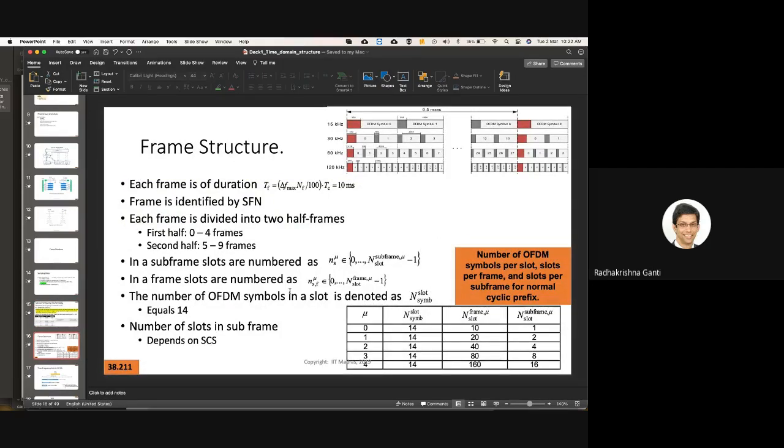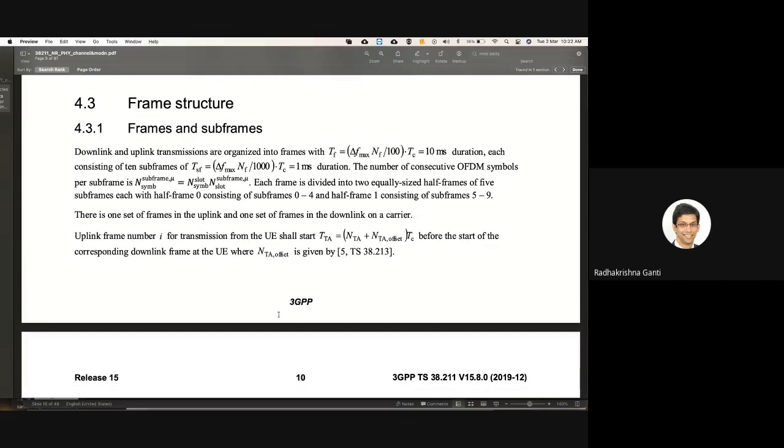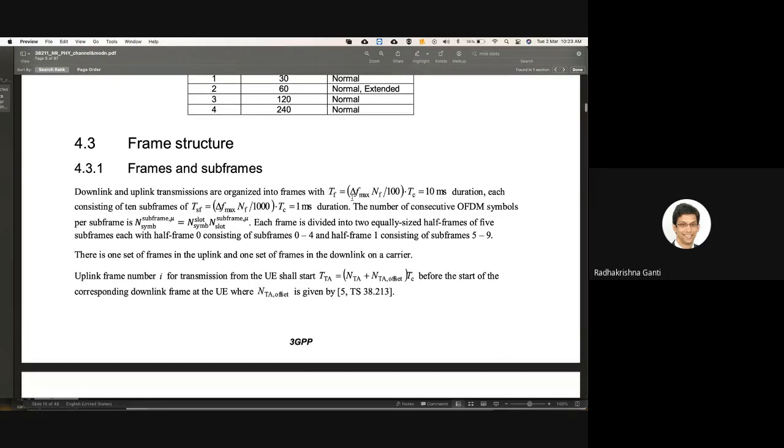Now let us look at something called the frame structure. Let's read this out. Downlink and uplink transmissions are organized into frames. See how they give it in terms of Tc; they always give it in terms of Tc. In this case, Tf is equal to (delta f max times Nf divided by 100) times Tc. Tc is nothing but 1 by (delta f max times Nf), so they cancel, and Tf is equal to 1 by 100 seconds, which is 10 milliseconds. So the frame size is 10 milliseconds in duration. That's how you should read this. Downlink and uplink transmissions are organized in frames with Tf equal to 10 millisecond duration, each consisting of 10 subframes.